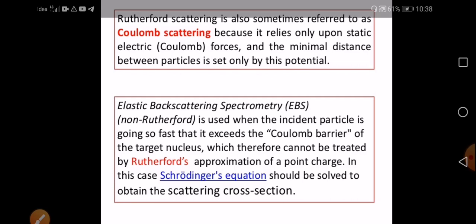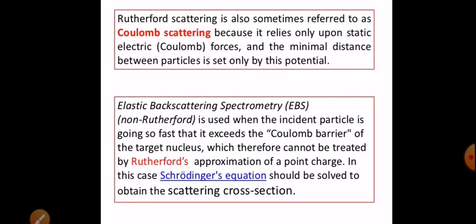So they are considered as Coulomb scattering potential.